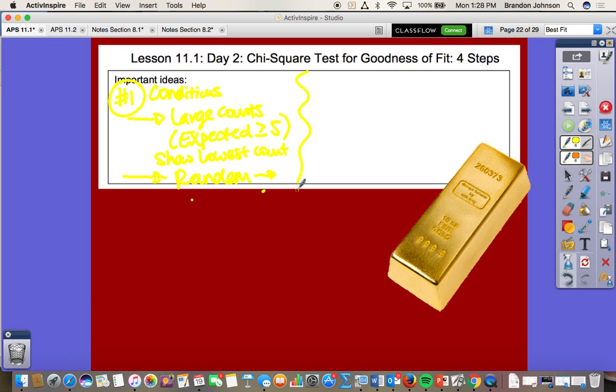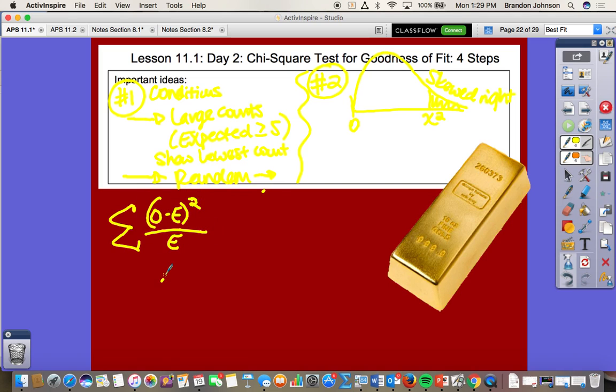Number 2 is another one just to make sure you touch base on. Remember that the chi-square distribution is a skewed right graph, okay? It's always skewed right. Also remember that in this context, we're talking only positive values, so we start at 0, and as we move to the right, we note that because the formula is squared. Remember the sum is observed minus expected, but the square always makes it positive, and then we just divide it by our expected.